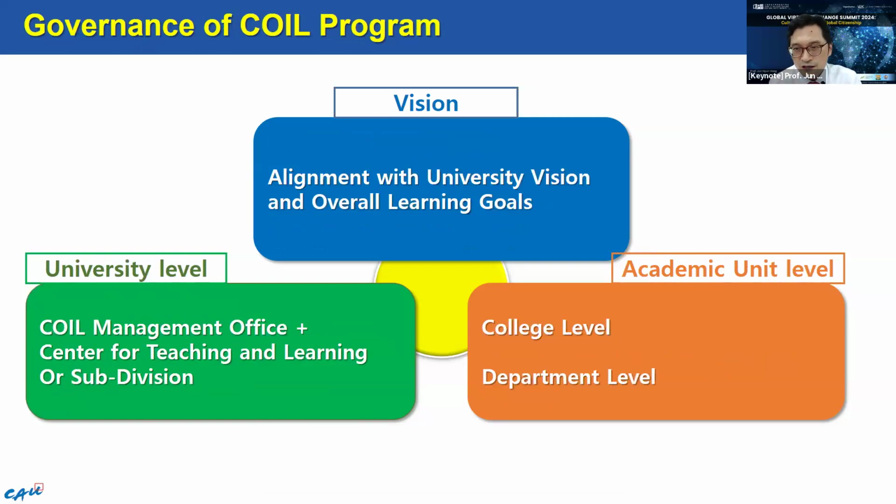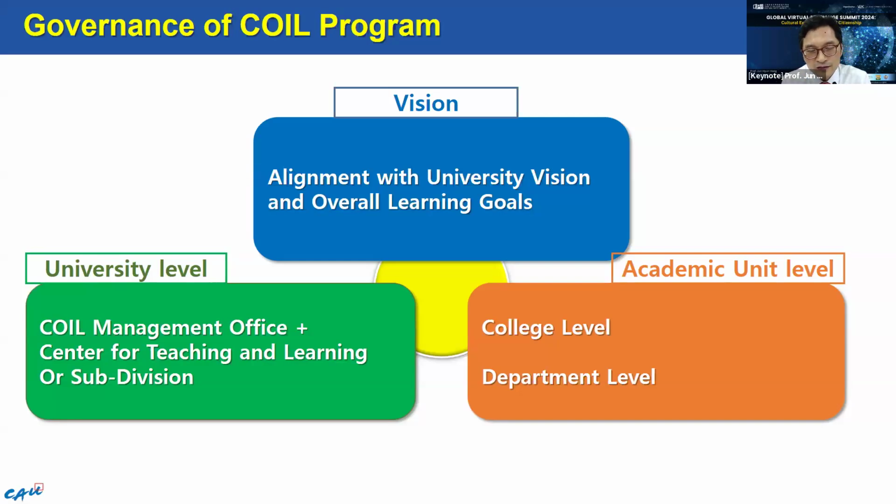But at the university level, we have the governance for the COIL programs university-wide. The first one is setting a vision, because the university vision and overall learning goals should explicitly include the necessity of global learning. So the degree of students' international competencies should be measured as a key education outcome. In that case, the COIL program will be a valuable tool for that.